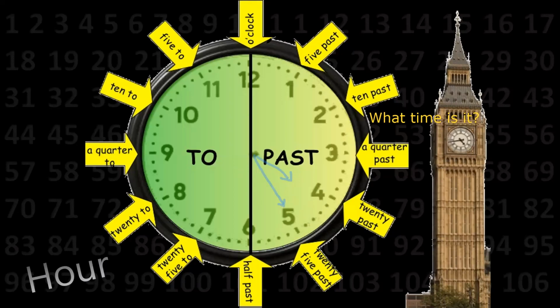Now, if my arrow is pointing to number 6, let's see there. What time is it? It's half past 4. Half an hour has passed. Okay, so it's half past 4.